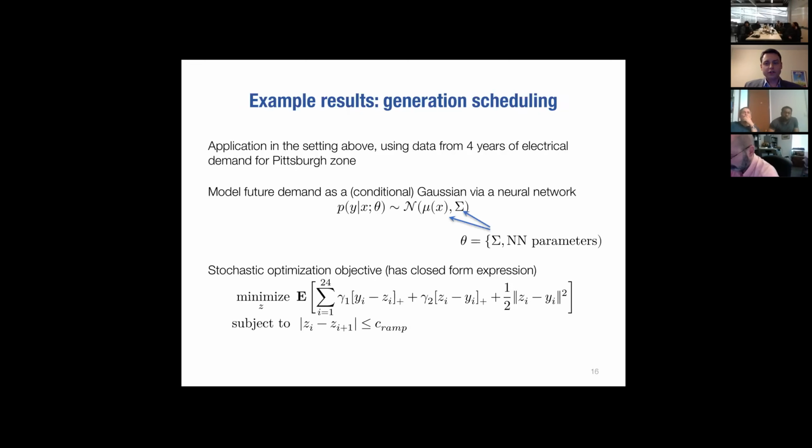Okay, so let's see now how this actually works. What I'm going to do now is go back to the exact example that I had before. There are very minor changes, but it's essentially the exact same example.